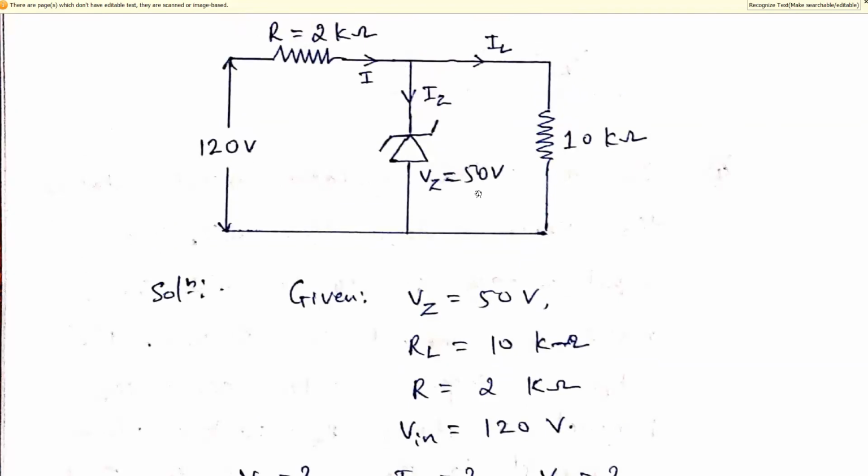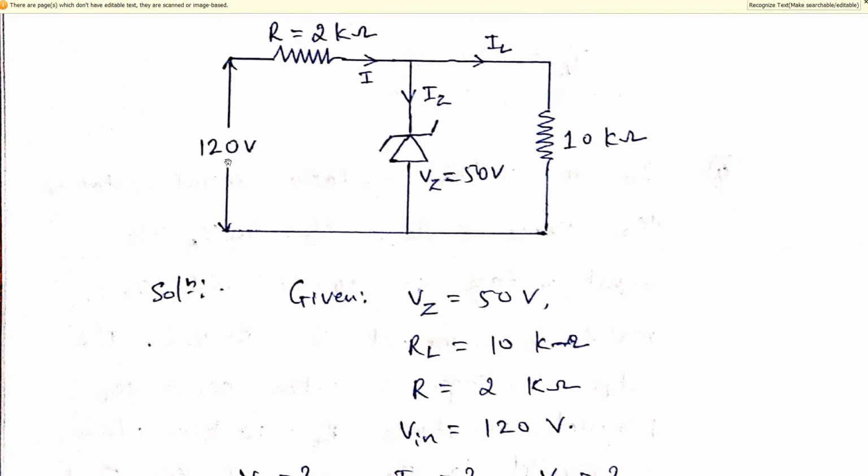Suppose this input voltage is greater than Vz, then it will be in on state, and this output voltage will always be equal to this Vz. Otherwise, there is no Zener current. This Zener diode will be in off state if V in is less than Vz.